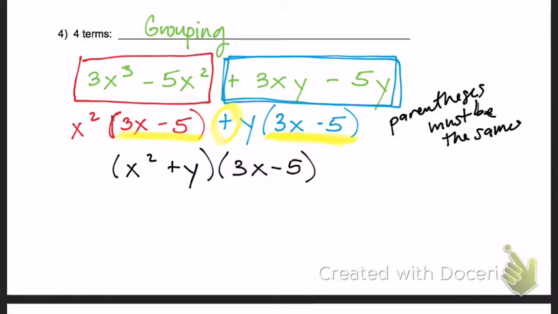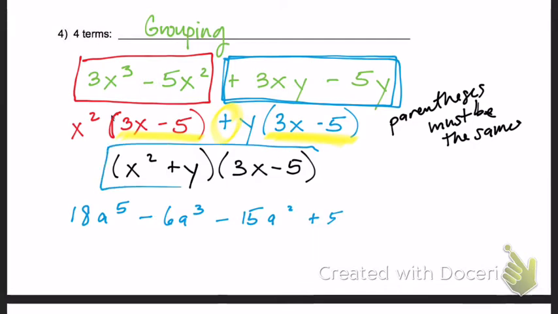Okay, let's try one more example and then we'll be done. So 18a to the 5th minus 6a cubed minus 15a squared plus 5. Also, something I want to write before you try this one: when you get this answer, make sure that you don't have a difference of squares in there.